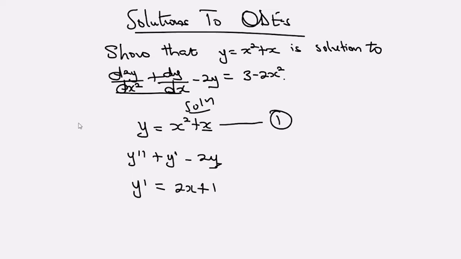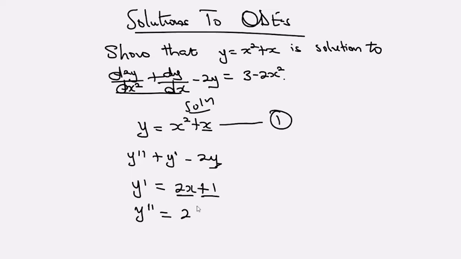Then we need to find our y prime prime. So we have our y prime as this. Then when we differentiate again our y prime, we're going to have our y prime prime. So we're going to differentiate this one. So when we differentiate 2x, we are going to get 2. When we differentiate 1, we're going to get a 0. So our y prime prime has been given as 2.